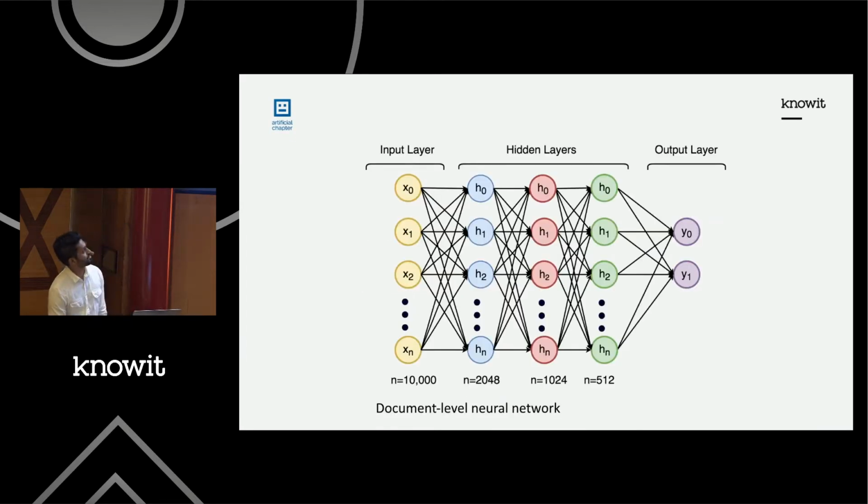This is a diagram of the architecture of the neural network. I'm not really going to get into the details of it, but it's actually pretty similar to the example I showed you earlier. And here you have 10,000 input neurons in the input layer because we use 10,000 words in the vocabulary, so each data sample contains 10,000 values.